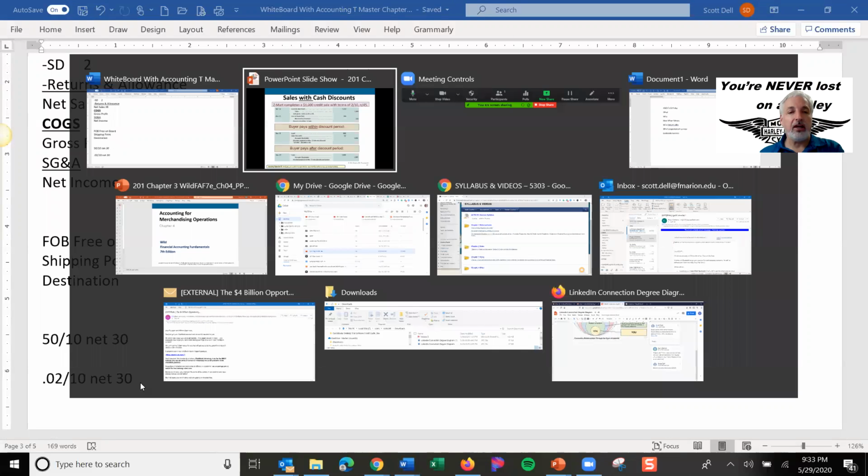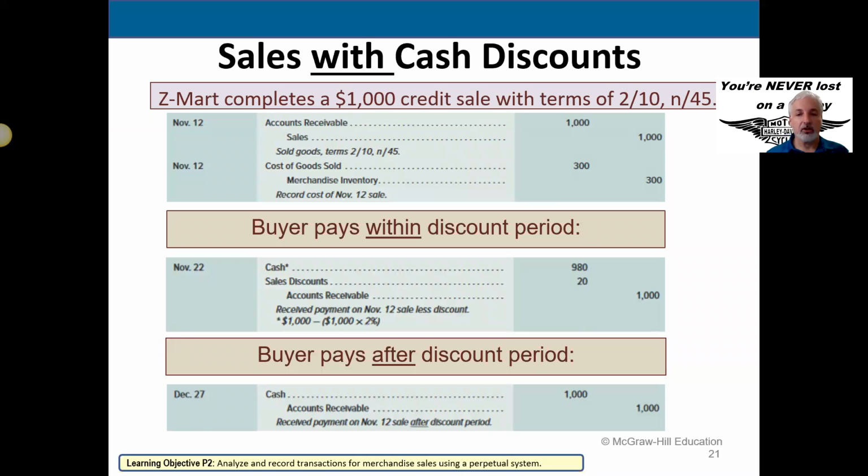Discounts are whatever you negotiate, whatever you agree to, however it works. And as we said, if you pay after the discount period, you pay in full. If you pay within the discount period, you take the discount. But either way, the receivable is going to get reduced by $1,000. One time I get cash for $1,000, one time I get cash for $980. I've got to put the $20.